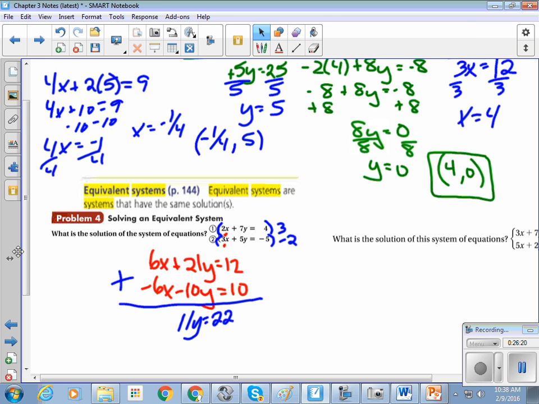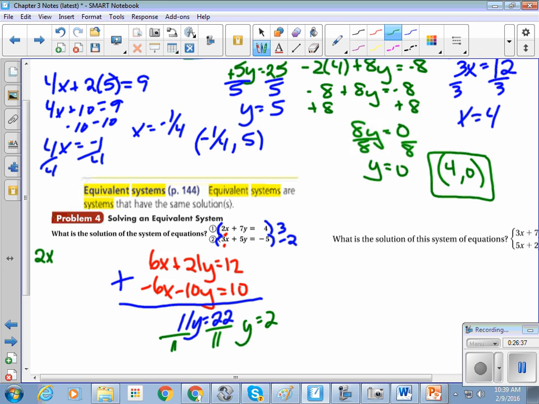Dividing both sides by 11, I get y equals 2, which is only half of my system. I need the other one. So if I know y is equal to 2, I'm going to go 2x plus 7 times 2 equals 4. 7 times 2 is 14, so all I did is I took this and I put in my answer.